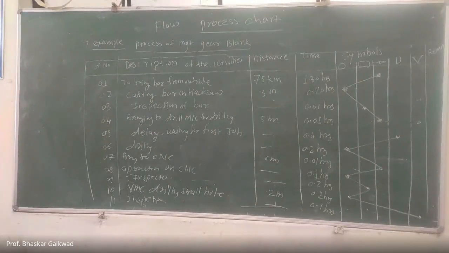Flow process charts means movement of the material from one station to the next station. So related to our job, first of all, bring the bars from the outside. After that, cutting bars on the hacksaw. So cutting is the operation. To bring the bars from the outside is the transportation. Inspection of the bars, bring to drilling machines. The transportation is there. Delay for waiting until the first job is completed or not.